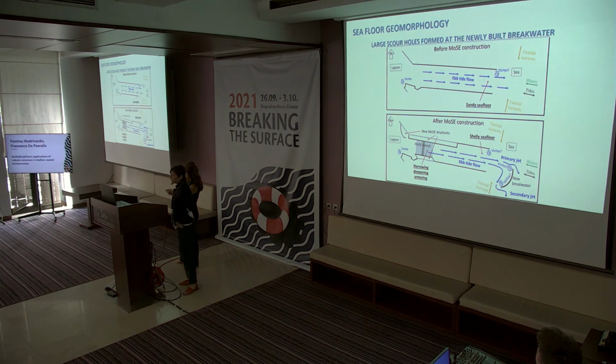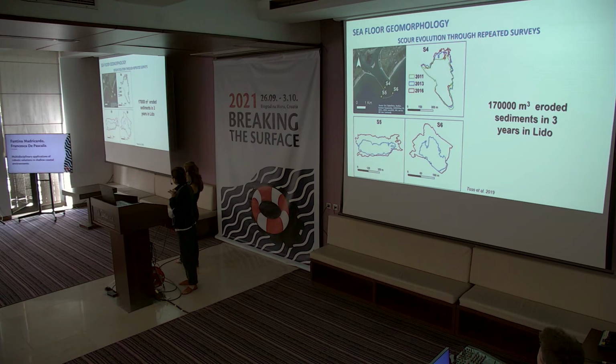We could hypothesize what was going on, because of course the inlet changed. You see the Chioggia inlet here was straight before, they made it narrower, and then they built this new breakwater, and of course they changed the hydrodynamics and created new vortices that eroded the sediments, maybe also creating a danger for the structure itself, because with time it could fall down. This was observed also at the Lido inlet, and by making repeated surveys we see how the scour from 2011 to 2016 became much bigger.